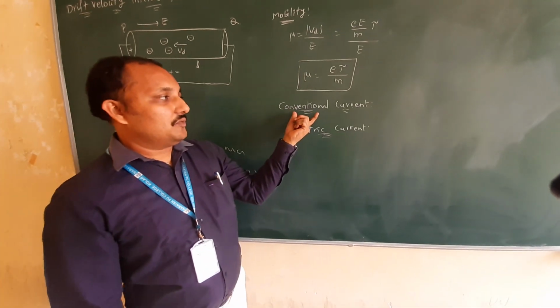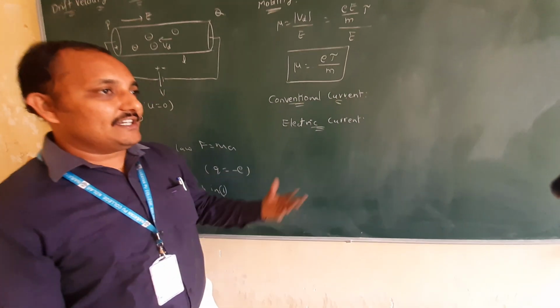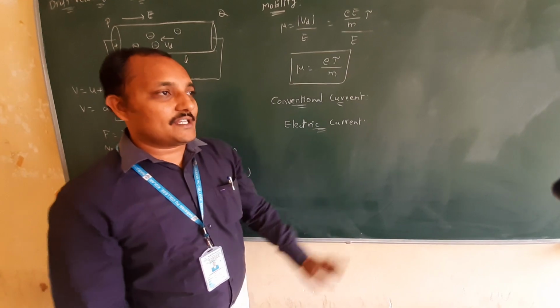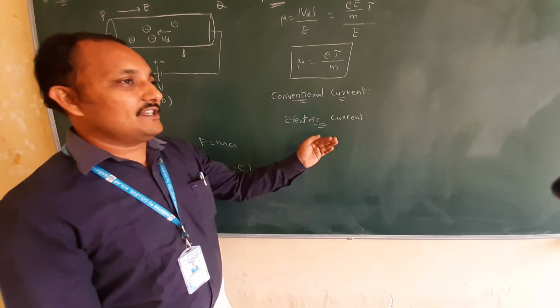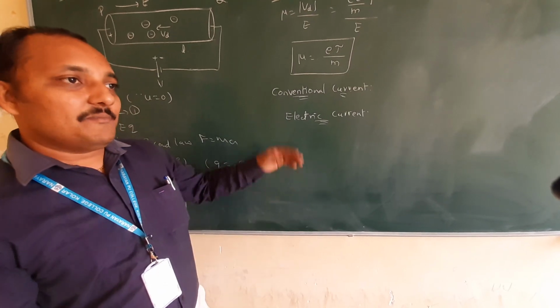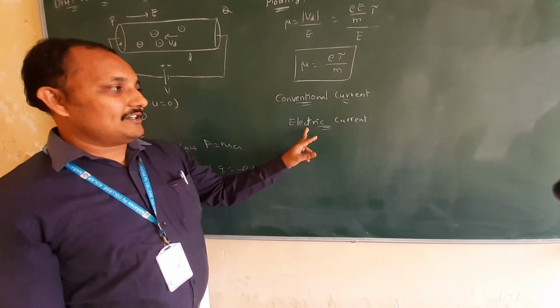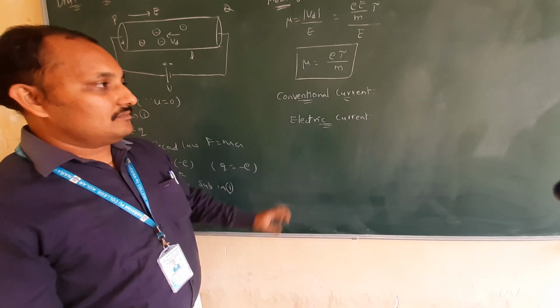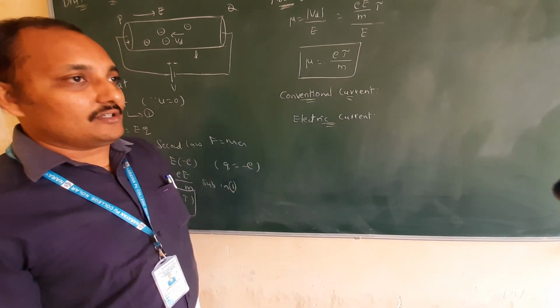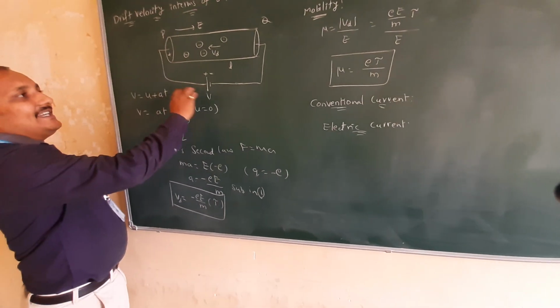Now we are talking about conventional current and electric current. Generally we define current as the flow of charge in unit time, or the rate of change of charge. The rate of change of charge is called current. That may be positive charge or negative charge. What is conventional current? What is electric current? Generally we will say current only. So for that we will see. Come here to this diagram. So what is the direction of the current?